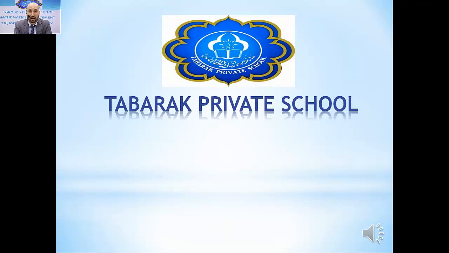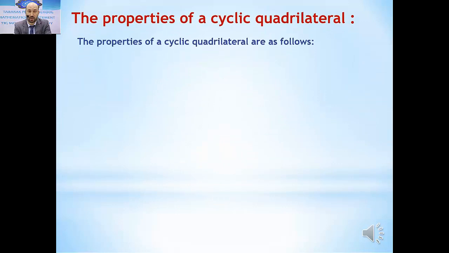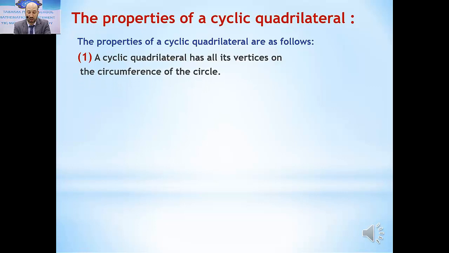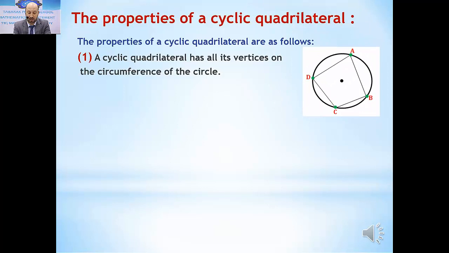Our lesson today is about a cyclic quadrilateral, and we have to know its properties. The properties of a cyclic quadrilateral are as follows. The first property: a cyclic quadrilateral has all its vertices on the circumference of the circle. If we see this figure, all four vertices lie on the circumference of the circle, neither outside nor inside. They must lie on the line of the circle.